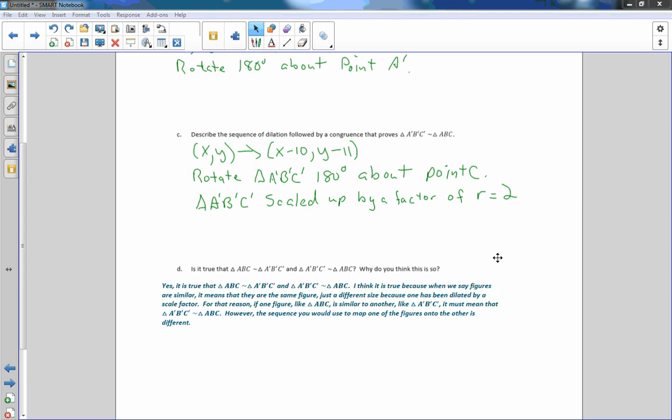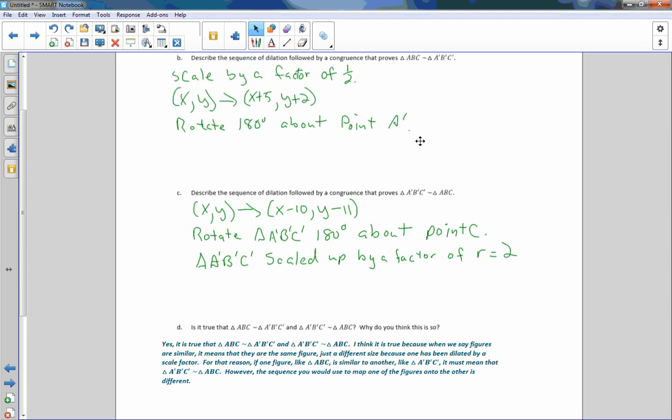However, the sequence you would use to map one of the figures onto the other is different. And as you can see up above, they are. Scaled it by a half, moved it right 5 up 2, and then rotated 180 degrees. The other one we moved it left 10, down 11, then rotated it 180, and then scaled it up by a factor of the reciprocal of a half, which is 2.